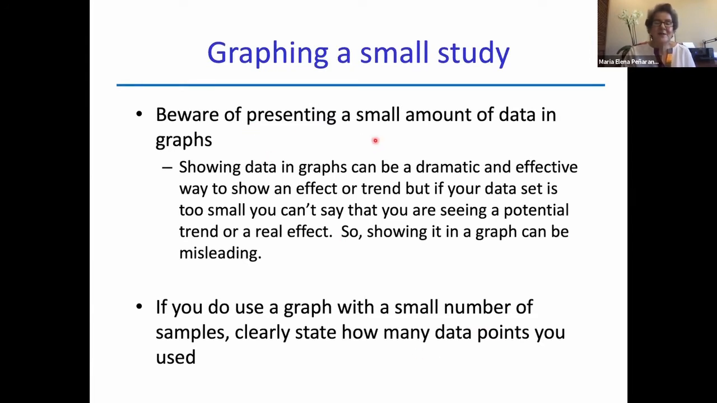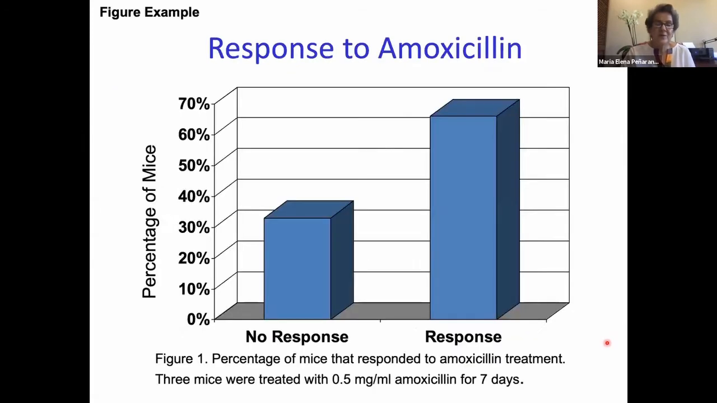So be aware when presenting a small amount of data in graphs. Showing data in graphs can be a dramatic and effective way to show an effect or a trend. But if your data set is too small, you can't say that you're seeing a trend. We're talking about trends or real effects here that we show in figures. So showing a graph could be misleading. You don't use a graph with small numbers.